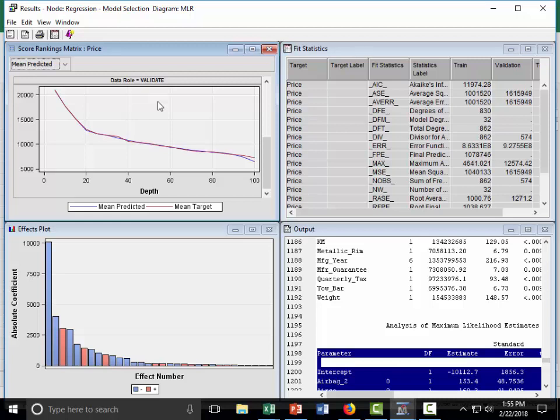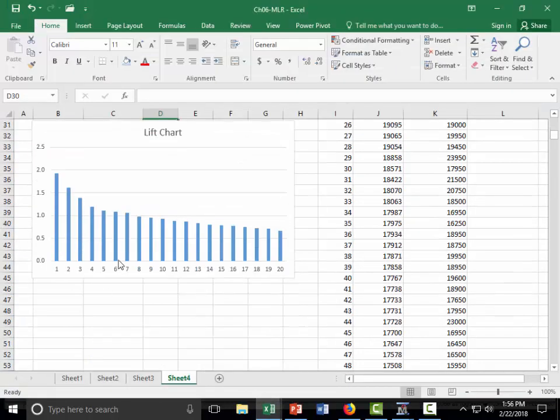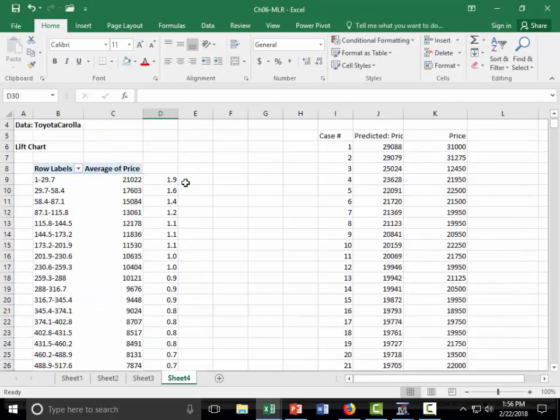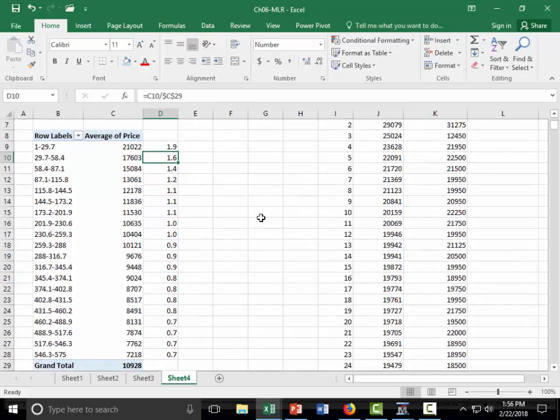So it's twice as much or 3 times as much. The second 5%, what is the multiple relative to the overall average? The third 5%, how many multiples of the overall average is the average in the third 5%, and so on. That's what we did last time. Here the first 5% is almost twice as much as the overall average. The second 5% is 1.6 times the overall average, and so on.